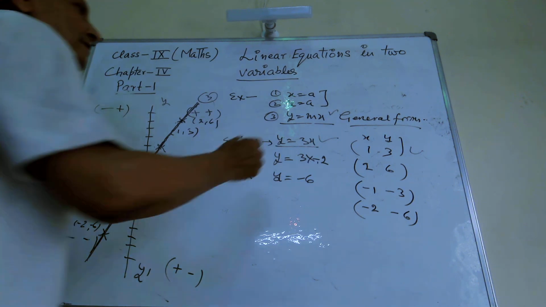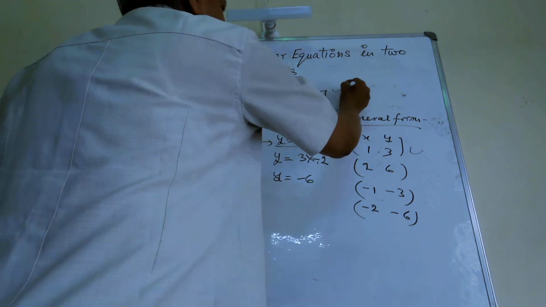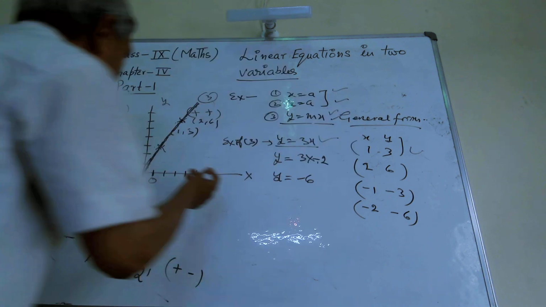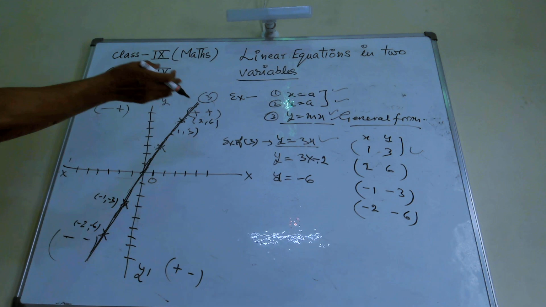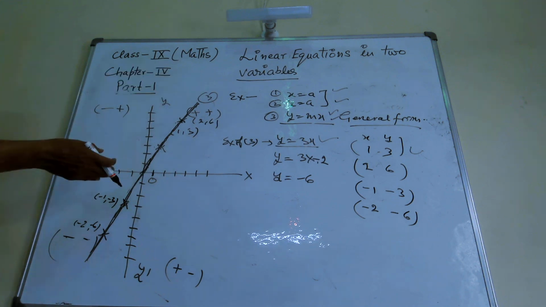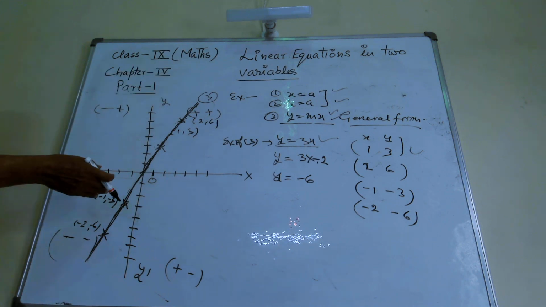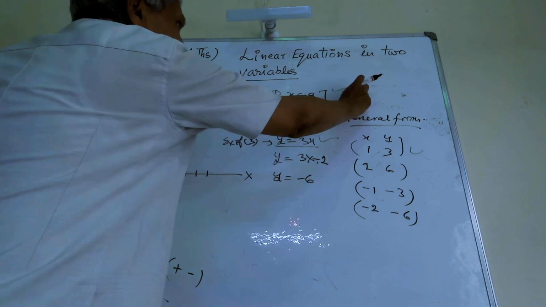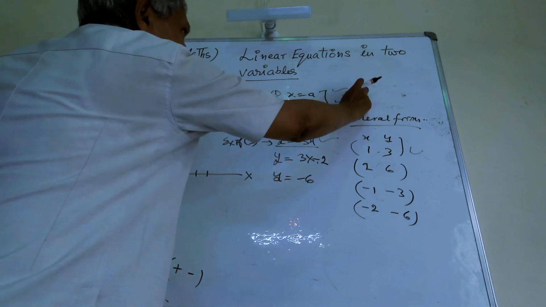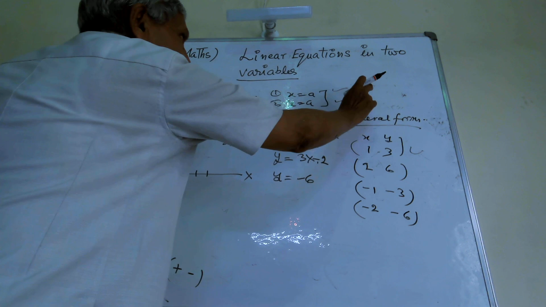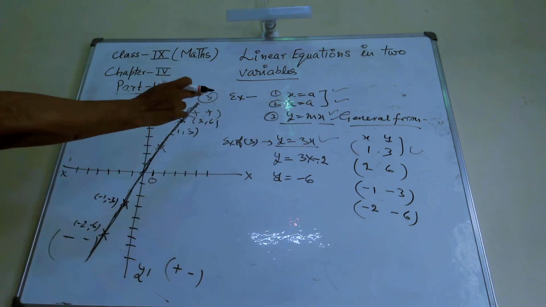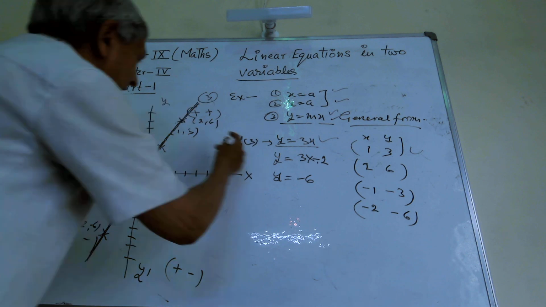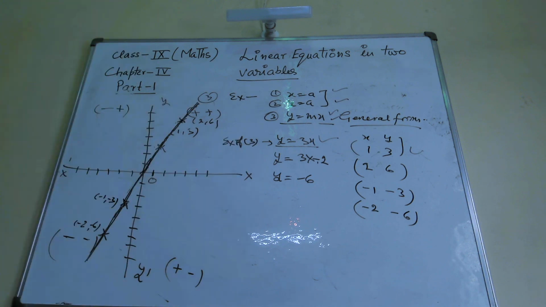You have seen three types of equation, and you have also seen the graphs of these three types of equation. In x, the line was parallel to the y-axis. In y, the line was parallel to the x-axis. In y is equal to mx, both variables are given. And in this example, the line is passing through the origin.